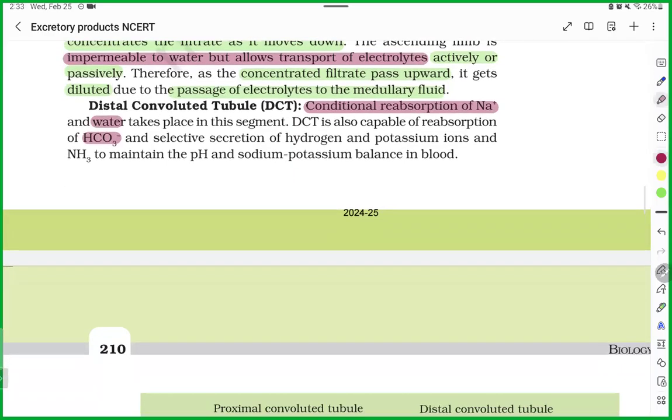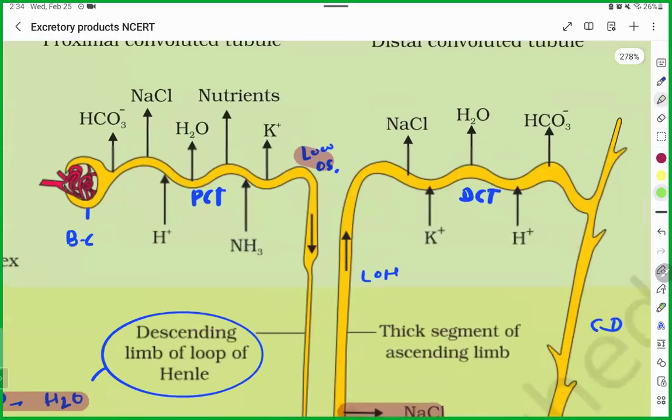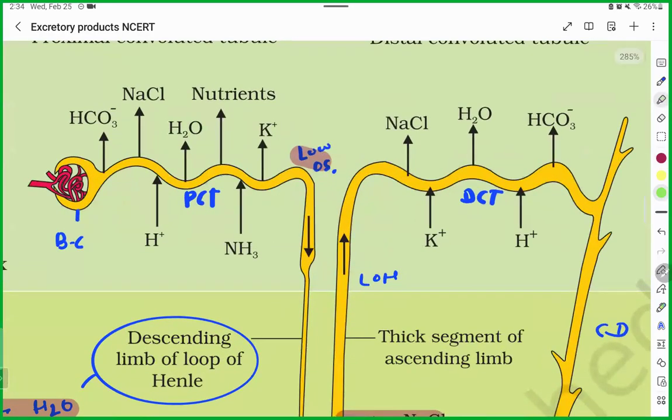So sodium reabsorption is conditional. Bicarbonate is almost the same as in PCT. Same as PCT, hydrogen secretion, potassium secretion, and ammonia secretion. Why? To maintain pH and to maintain sodium potassium balance in the blood. Now look at this. If you look at this diagram, this PCT is reabsorbing bicarbonate, NaCl, water, nutrients, and potassium.